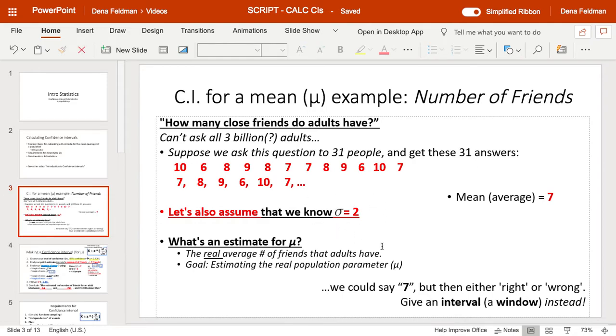Well, again, we're interested to know the real average number of friends that adults have, and we could say 7, but we're right or we're wrong. So instead of just saying one number, it's better maybe for us to give an interval, a window of numbers, where an answer would look something like the following, and we'll show what the following is, and let's see what we do. The steps to give a more accurate answer to this question than just saying the number 7.